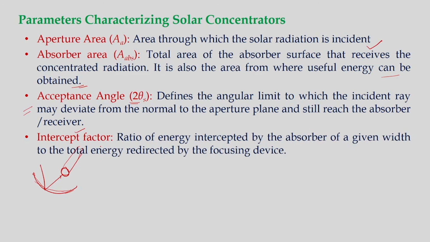And also we need to know what is intercept factor, which defined as the ratio of energy intercepted by the observer of a given width to the total energy redirected by the focusing device. Okay. So the amount of radiation which is striking onto this observer. Okay. So some of the radiations may not be striking here. Okay. So it may goes off, or maybe it is coming in that way, and then it might not be striking this observer. So that is why this factor need to be considered. Of course, we are looking for unity, but always we will not get this unity.